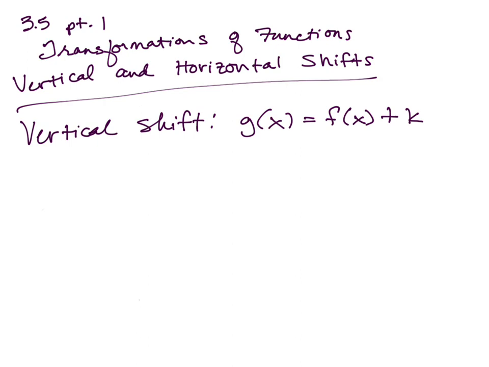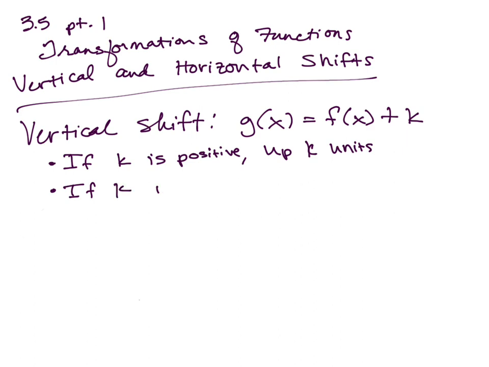Okay? If that k value is positive, your function is going to go up k units. And if k is negative, we expect that function to go down k units. Okay? Really, really straightforward here. Nothing scary.